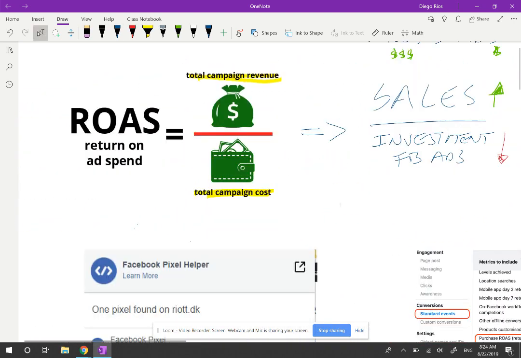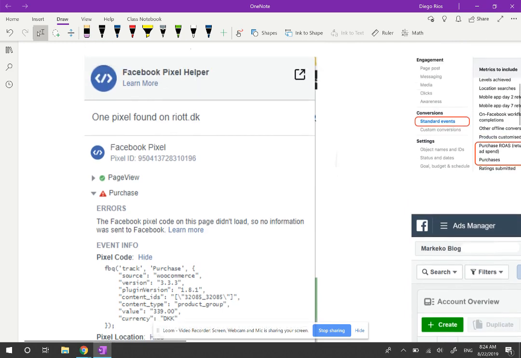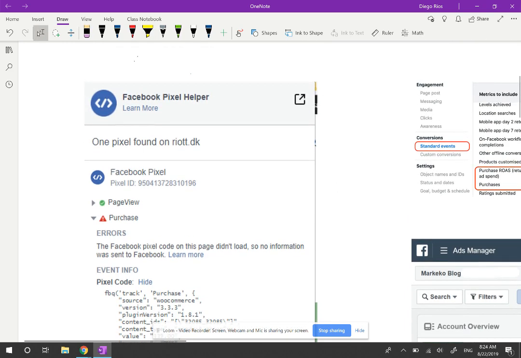The second thing that is key is, how does Facebook know how much revenue or how many sales you're doing? It's usually with the Facebook pixel. And this is the most common way to do it. You can use offline events, you can use SDK, and you can use other things. But the most common thing is your Facebook pixel, right?